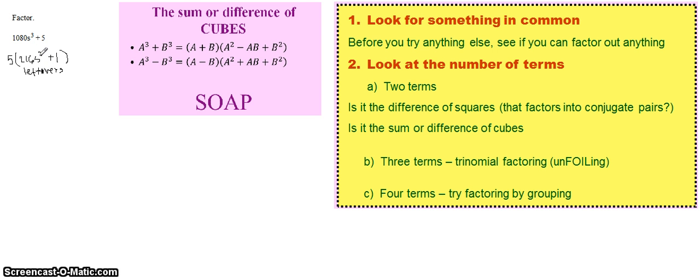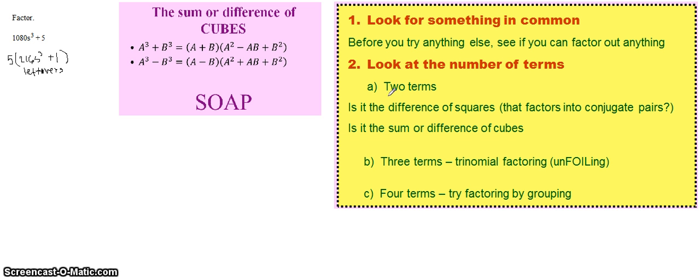Within the leftovers, we like to look at them to see if they can factor even further. And so that's our step 2. Look at the number of terms we have left over. If there are two terms, like we have here, we have 216s cubed and we have a 1. So that is two terms.